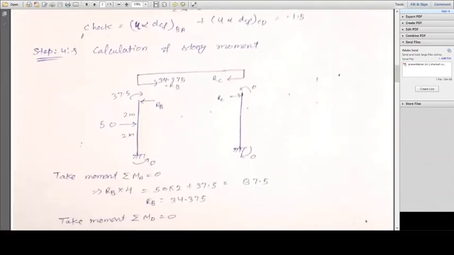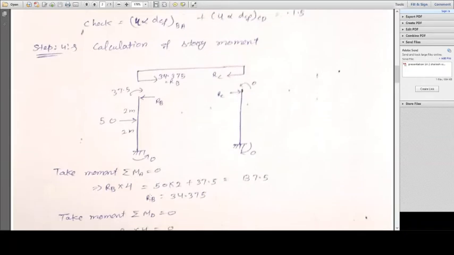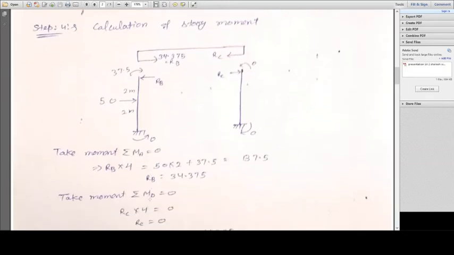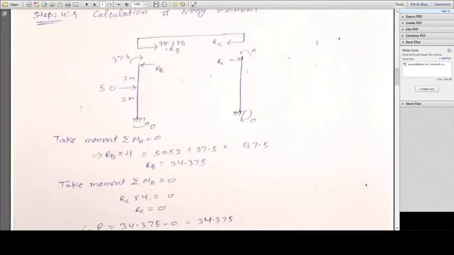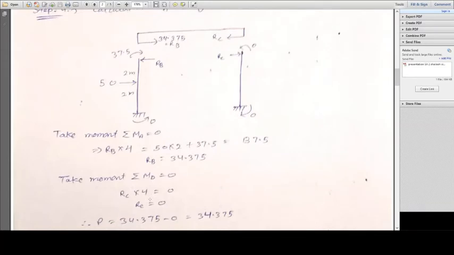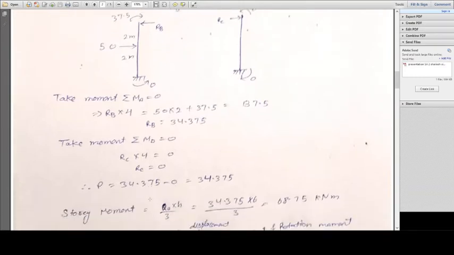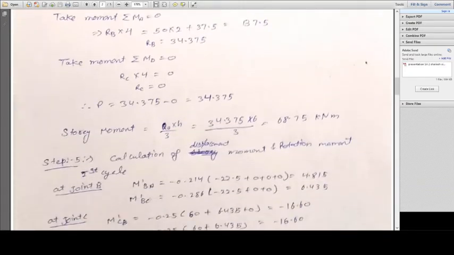Calculation of story moment. Now we have to calculate the story moment. For calculating the story moment, we first have to find out RB and RC. For calculating RB, we take moment at A equal to 0. So after taking the moment at A, RB into 4 is equal to 50 into 2 plus 37.5, RB equal to 34.375. Now we take moment at D equal to 0 and RC comes out to be 0. So our story moment comes out to be 37.375 into 6/3, that is equal to 68.75 kN/meter.